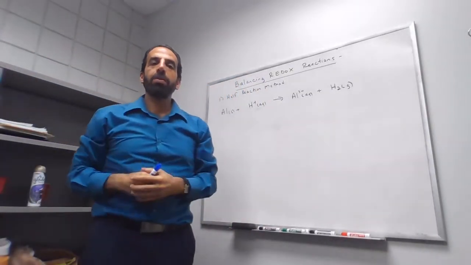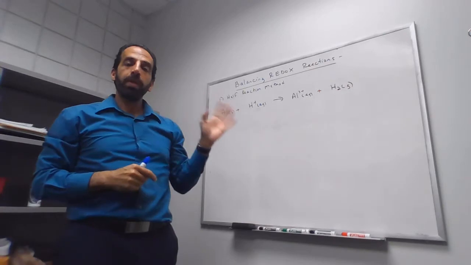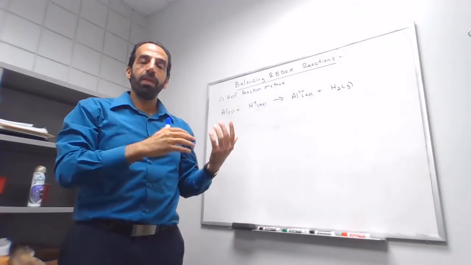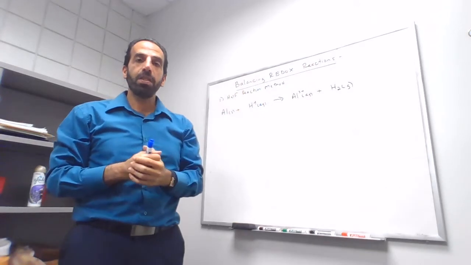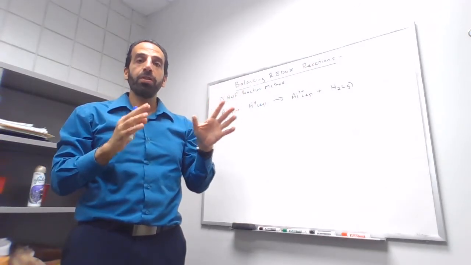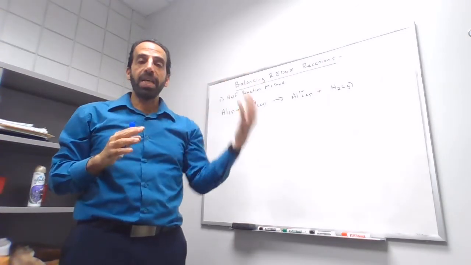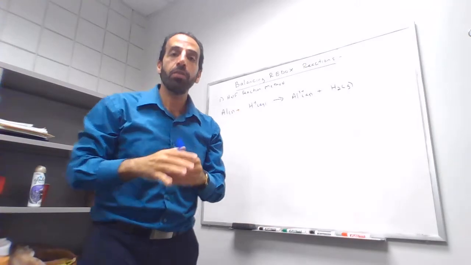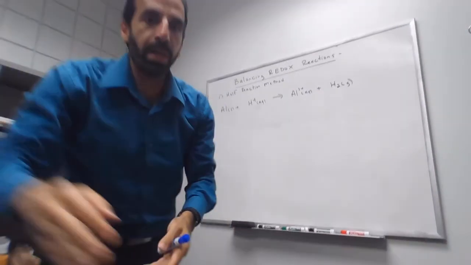Today we're going to start balancing redox reactions. So redox is reduction, oxidation. Reduction means gain of electrons. Oxidation means loss of electrons. Whenever you have a redox reaction, the amount of electrons lost has to equal the amount of electrons gained. So we're going to have to balance electrons for these types of reactions.